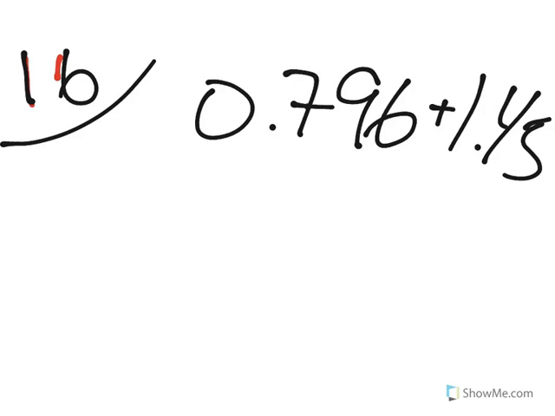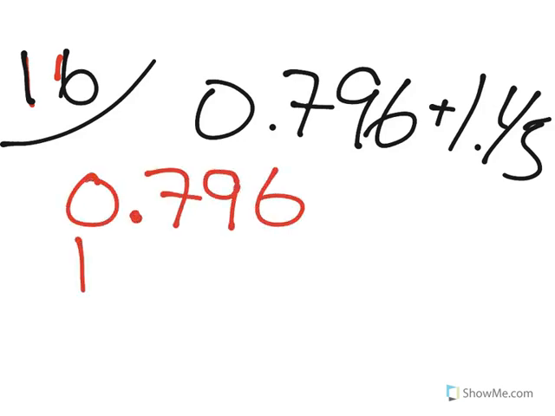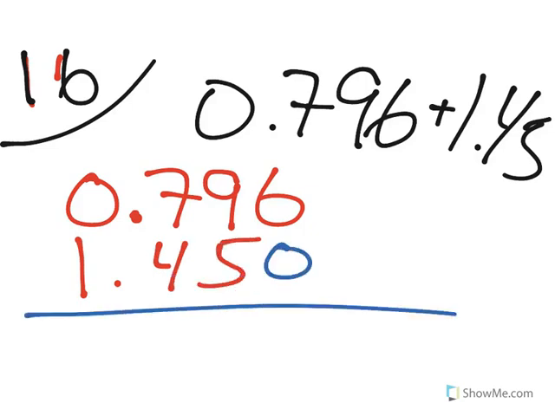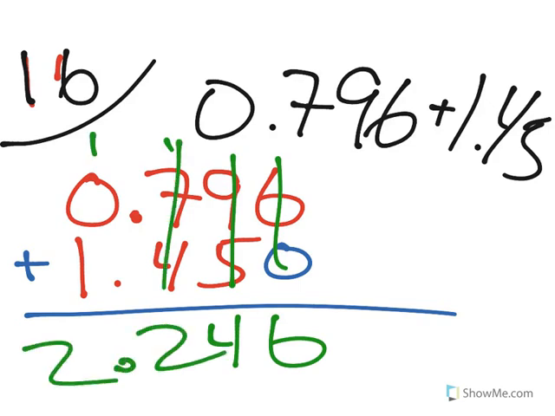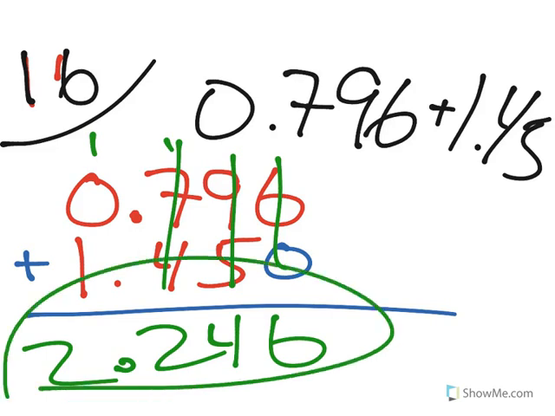Okay, again, I'm adding decimals, so I need to line up my decimal point. I'm going to add a 0, and since I'm adding, I just go straight down. So I got 6, 14, 12, bring your decimal. So my answer is 2 and 246 thousandths. Make sure you turn this into your teacher.